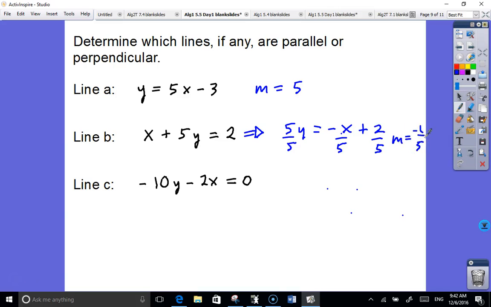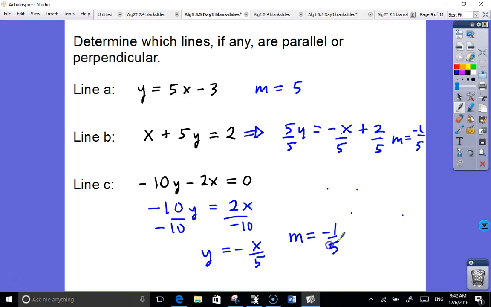Okay, what's the slope of the last one? Again, we've got to solve for y. Equals 2x, okay? Then what? Divide by -10. Divide by -10. So y equals -x/5. So what is the slope? -1/5 again. Okay, now we can answer the question.